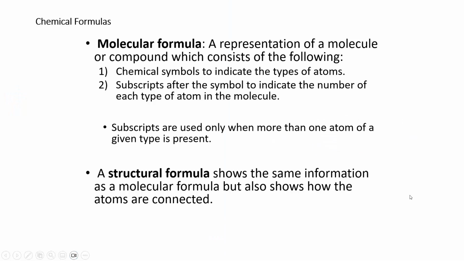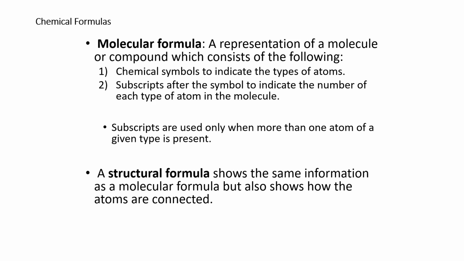Chemical formulas. A molecular formula is a representation of a molecule or compound which consists of the following: chemical symbols to indicate the types of atoms, and subscripts after the symbol to indicate the number of each type of atom in the molecule. Subscripts are used only when more than one atom of a given type is present. So when we write out a molecular formula, I'm sure you've heard of water before being H2O.